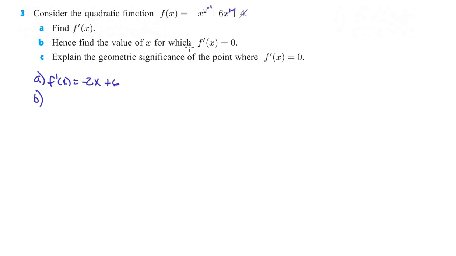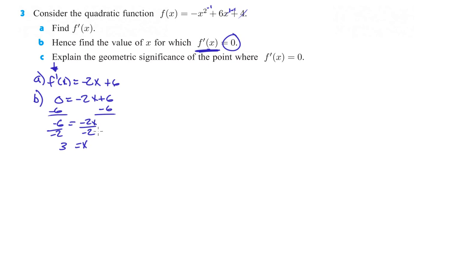B, hence find the value of x for which f prime of x equals 0. So we want to know when f prime of x equals 0, not when x equals 0, but when f prime of x equals 0. So this 0 here is going to go in right there. So that means when does 0 equal negative 2x plus 6? Subtract 6 from both sides, and we get negative 2x equals negative 6. Divide both sides by negative 2, and we get that x is 3.